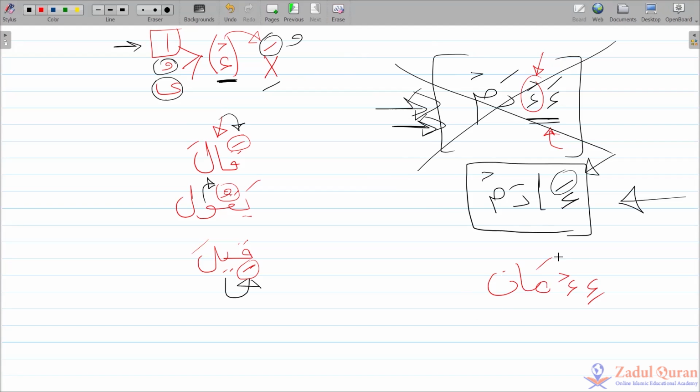But we don't use this. We make ibdal. Why? Because we have two hamzas in the beginning of the word. So take it as a rule: if we have two hamzas in the beginning of the word, we convert the second one to a mad letter. Which mad letter? It depends on the haraka before.